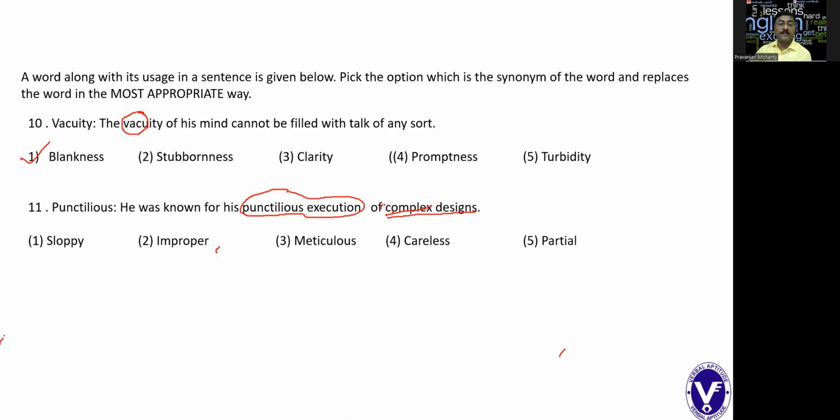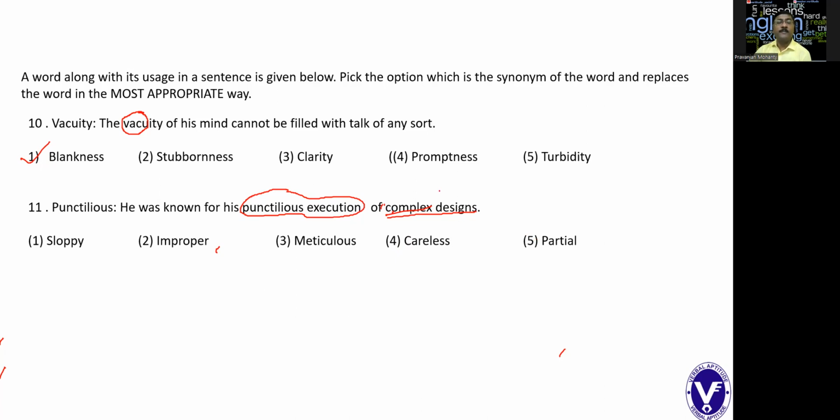Now, sloppy is a negative word. Sloppy means one which is not handled properly or improperly handled. So that is sloppy. That's a negative word. Improper again is a negative word. Meticulous, one who pays attention to minute details, who's very, very careful about details. So that is meticulous. Careless, again, is a negative word, and partial is also negative.